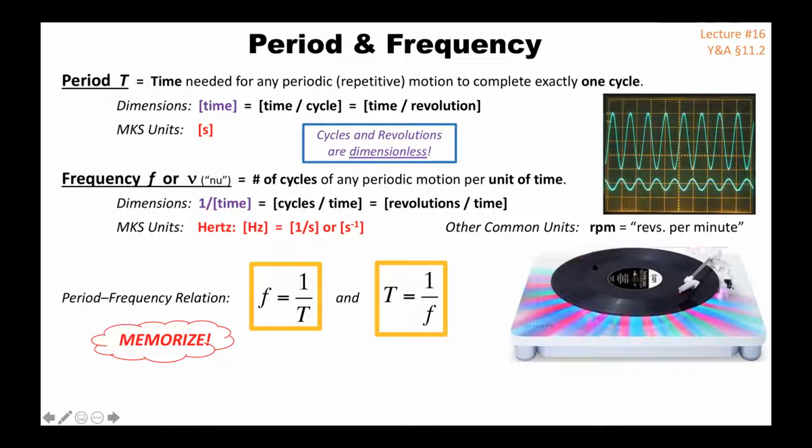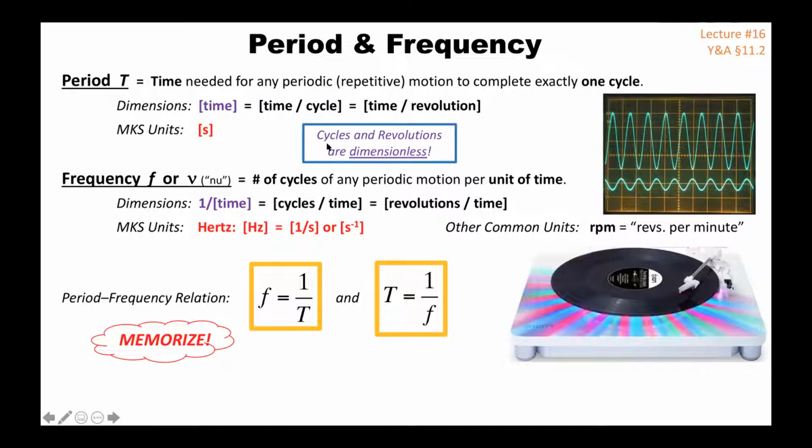For a record, it could be the amount of time for one rotation, for a planet, one orbit, and so on. Or for waves, the amount of time it takes from one crest to pass you until the next crest passes you. Because this is just a time, the dimensions are, of course, time, and the MKS units are seconds. In the back of your mind, though, remember that this is the time per one cycle or the time per one revolution, although we usually don't write that in the units.